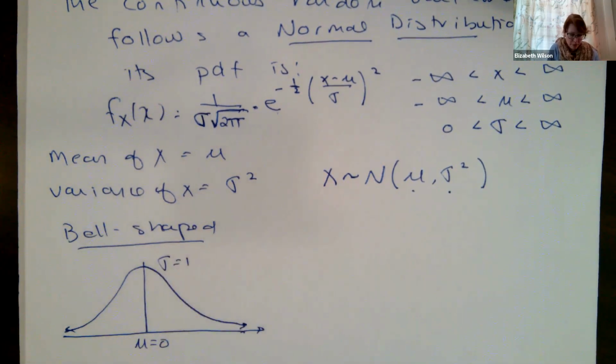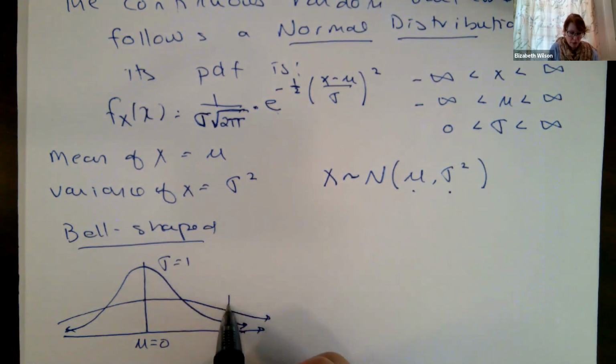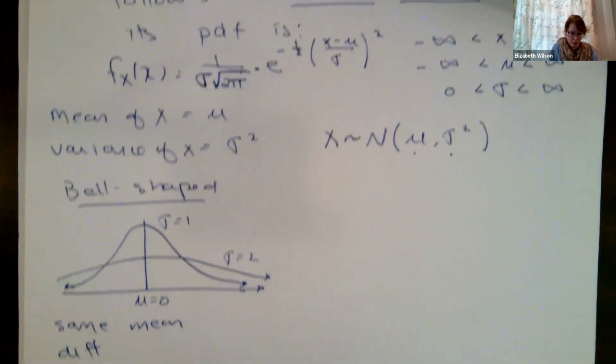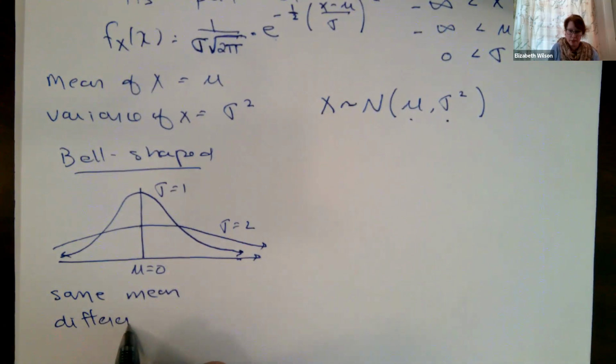If I have a sigma, my standard deviation, equal to 2, but the mean's still the same, what this is going to do is flatten it out a little bit more. It's still kind of bell-shaped. So sigma equals 2. Same mean, different sigma.